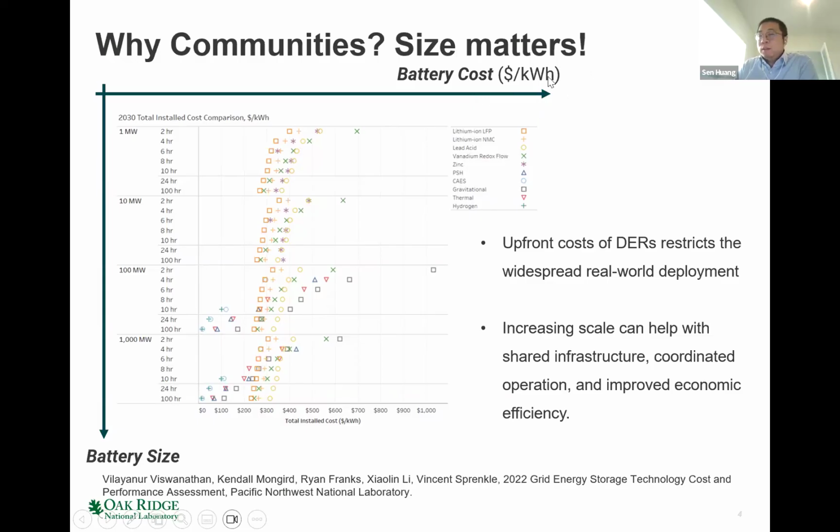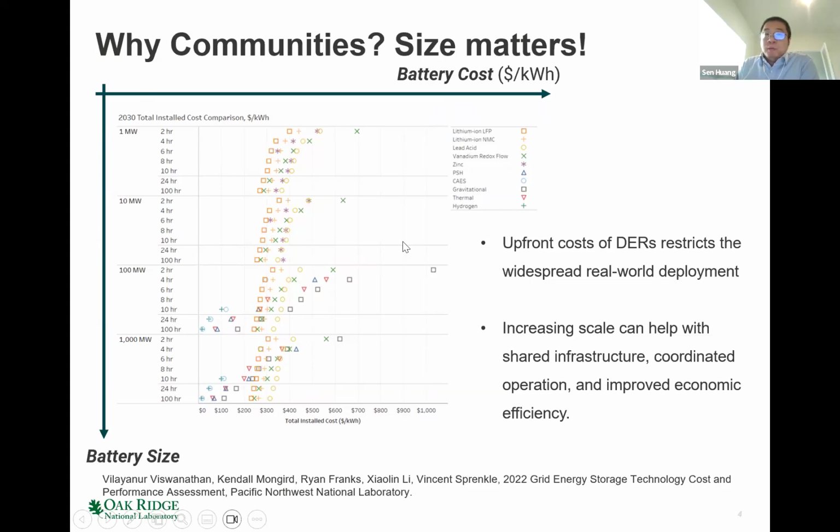So the installed cost, including the material cost and also the labor cost of doing all the installation. And then the y-axis is the size. So from this figure, it becomes very clear that, first, the cost for installing battery is still very high. You can see the peak value will be almost 1,000 dollars per kilowatt hour.